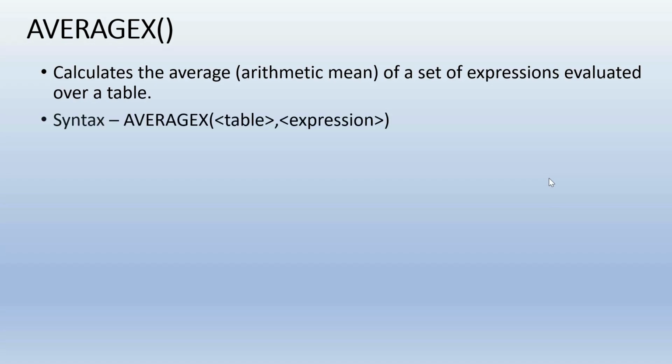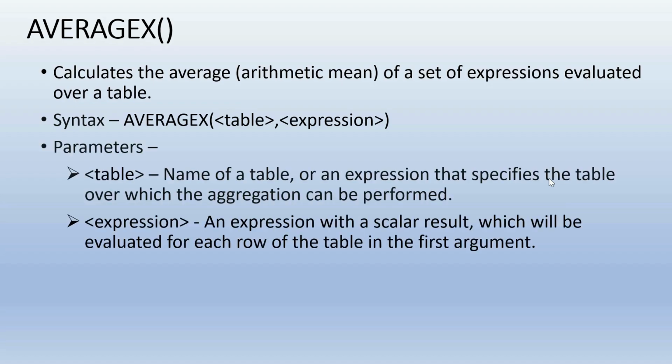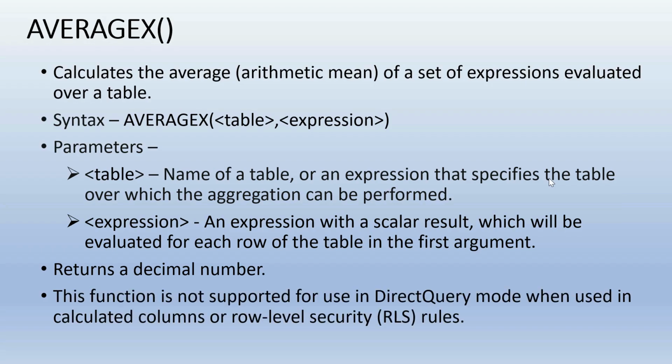Now, the syntax here is AVERAGEX, table, and expression. Table contains the table name, and expression means the expression that evaluates to a scalar result, which will be evaluated for each row of the table in the first argument. It returns a decimal number. That means we should always have numeric values. This function is not supported for use in DirectQuery mode when we are using calculated columns or RLS.